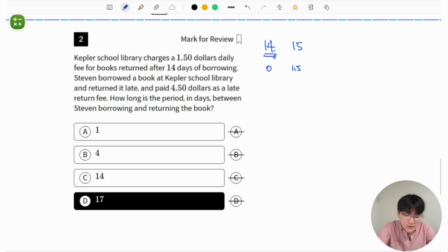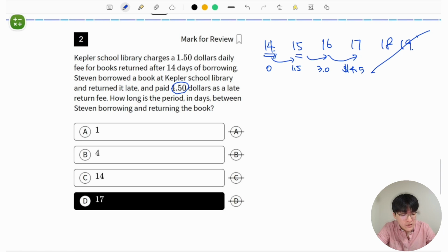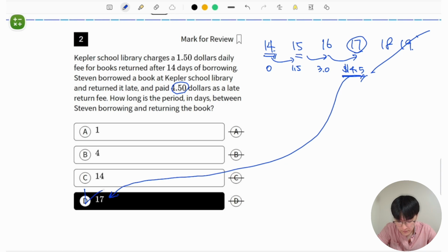$1.5. Now, if we continue on that path from 16th, 17th, 18th, 19th, do you see that soon enough we'll hit $4.5? Let's actually see. So on the 16th day, it is $3, and on the 17th day, we get $4.5. All right, so that means on the 17th day, Stephen actually brought his book back, and he had to pay $4.5, making answer D.